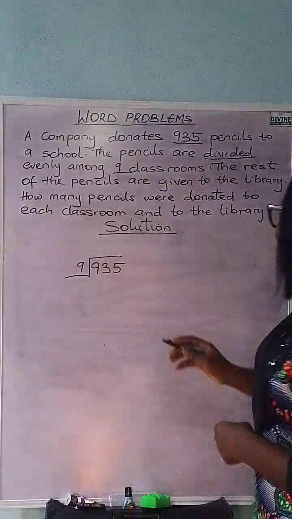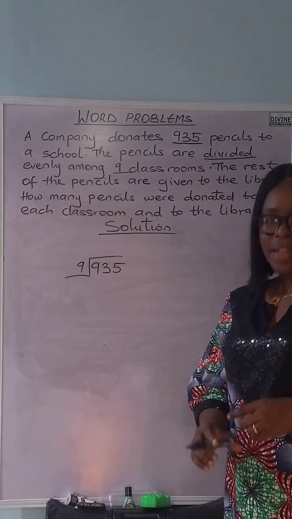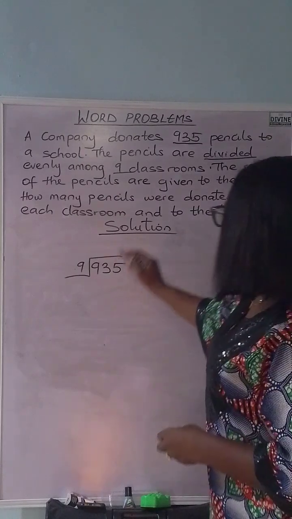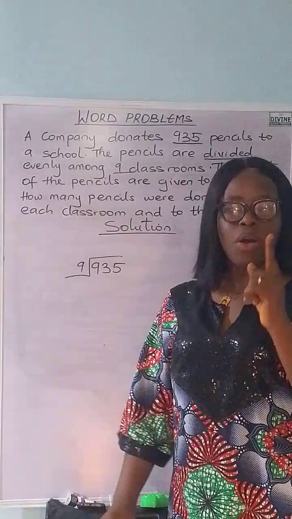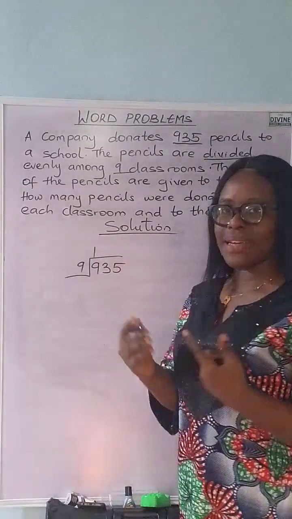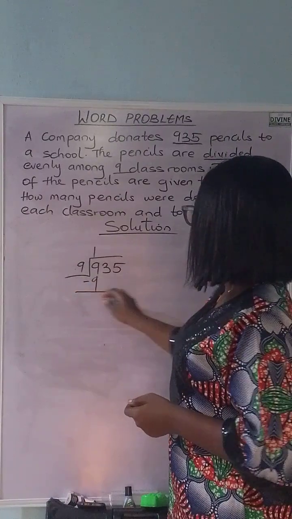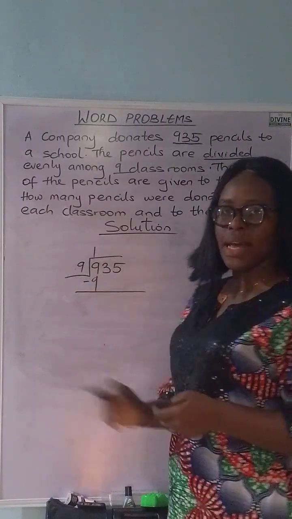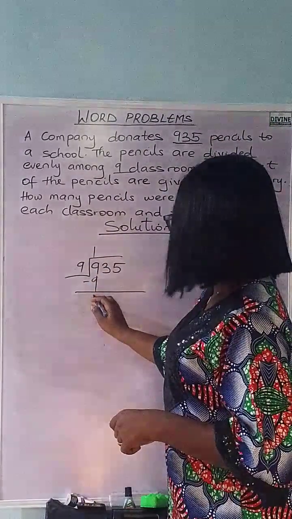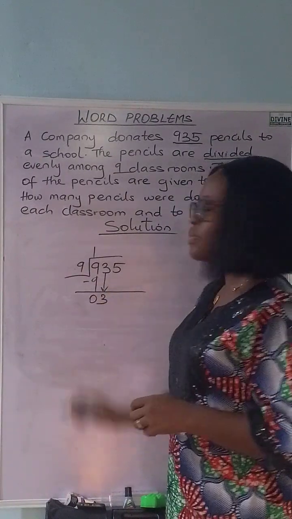Now, let's divide. Can 9 divide 9? Yes, 9 can divide 9. So if 9 divides 9, we have 1. We put it on top. 1 times 9, 9. We write it down and subtract. 9 minus 9 gives us 0. We bring down the next number, 3.